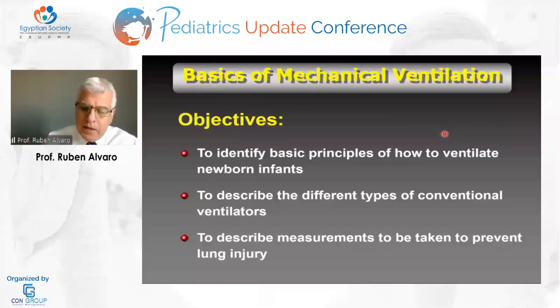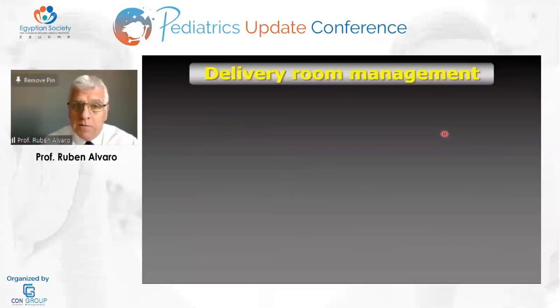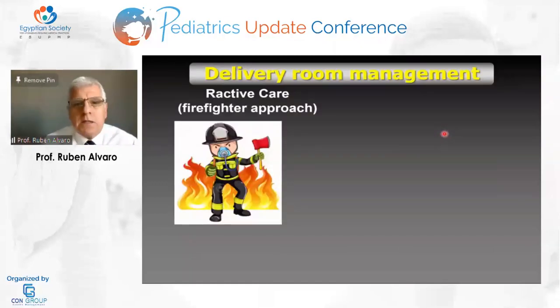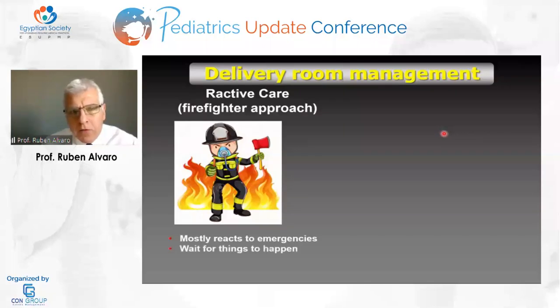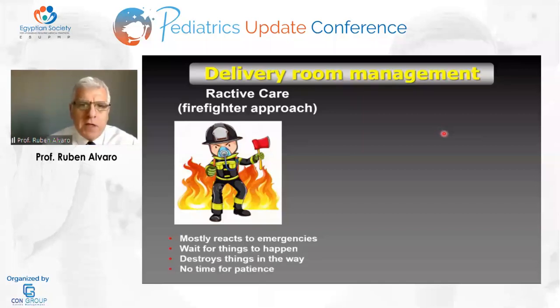So I think if we want to make a difference on bronchopulmonary dysplasia, we need to start changing our approach at the delivery with these infants. So for many, many years, especially those of us that are a bit older, 34 years ago, our approach in the delivery room of these infants was what I will call a reactive care or the firefighter approach. And this approach basically was one that reacted to emergencies, waited for things to happen; we didn't have time for patience.